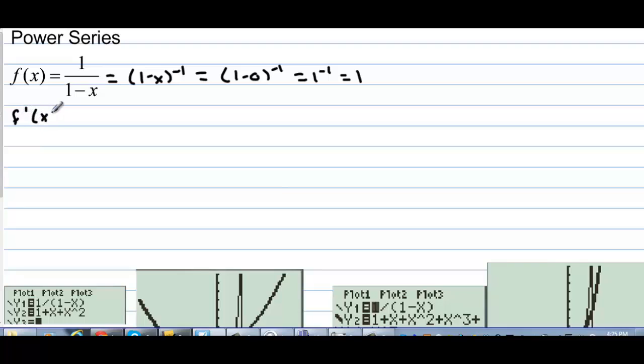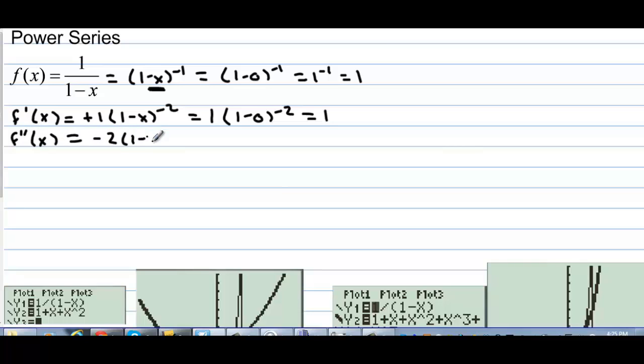The first derivative is negative 1 times 1 minus x to the negative 2, but then we multiply, remember the chain rule, times negative 1. That'll make that positive. And then we're centering this around 0. That means we have 1 times 1 minus 0 to the negative 2, and all of these parentheses end up being 1. So this one is also 1. The second derivative is negative 2 times 1 minus x to the negative 3, but times negative 1 makes that positive. And then the parentheses will be 1, 1 to the negative 3 is 1.